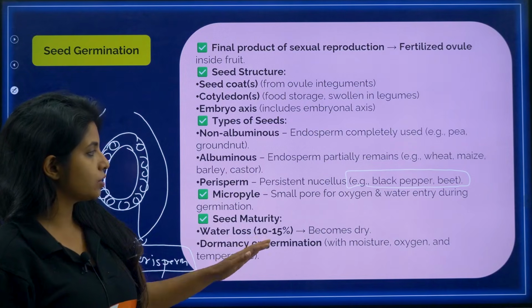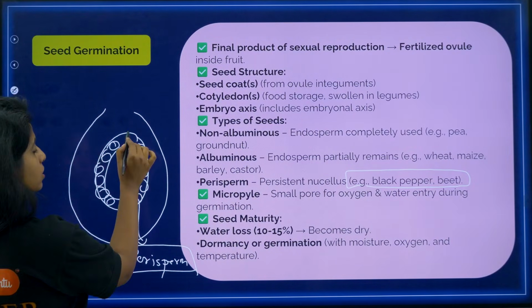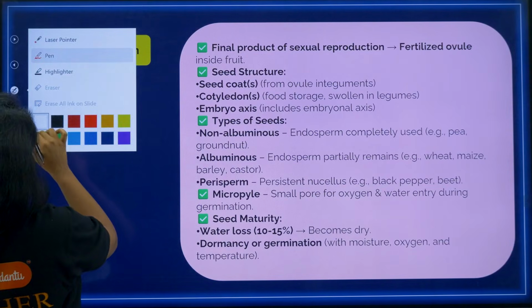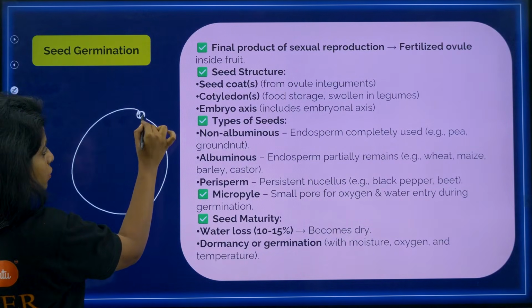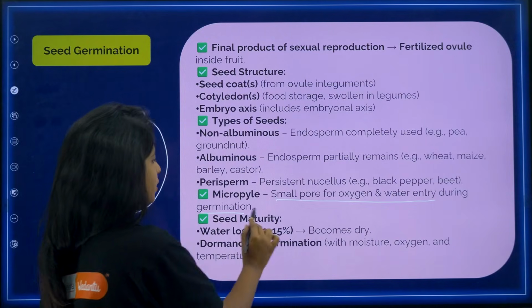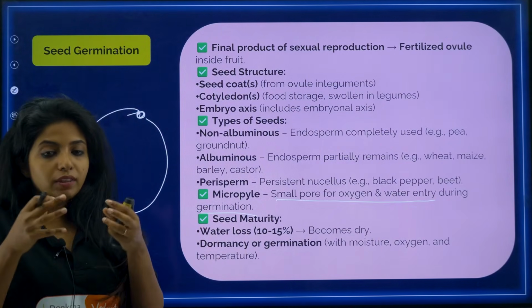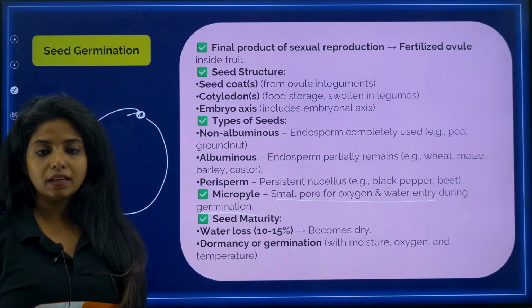Now the micropyle, a small pore. In this ovule, that is the seed, my dear children, you will find a region which has a small pore, that is the micropyle, and the small pore is for oxygen and water entry during the germination of the seed. The seed will germinate, and it will develop into a seedling and so on.